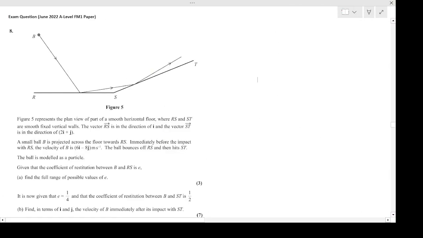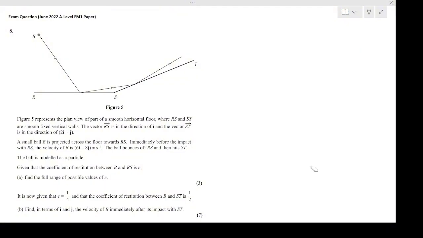And I've got this question here. I'm not going to read the question out here because it basically just describes what we've got in the diagram here. But I'll make a note of the key information as we go. Right, so part A is asking for the full range of possible values of E. Obviously you're not going to get 3 marks for saying that E is between 0 and 1. We're obviously going to have to tighten this inequality somehow, okay?